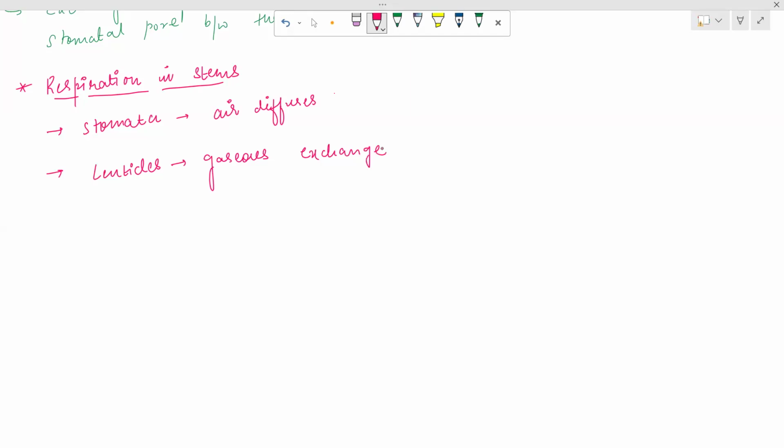See, but this is in the case of stems only. Lenticels are not responsible for gaseous exchange in the leaves. This is only in the case of stems, for gaseous exchange in woody plants.